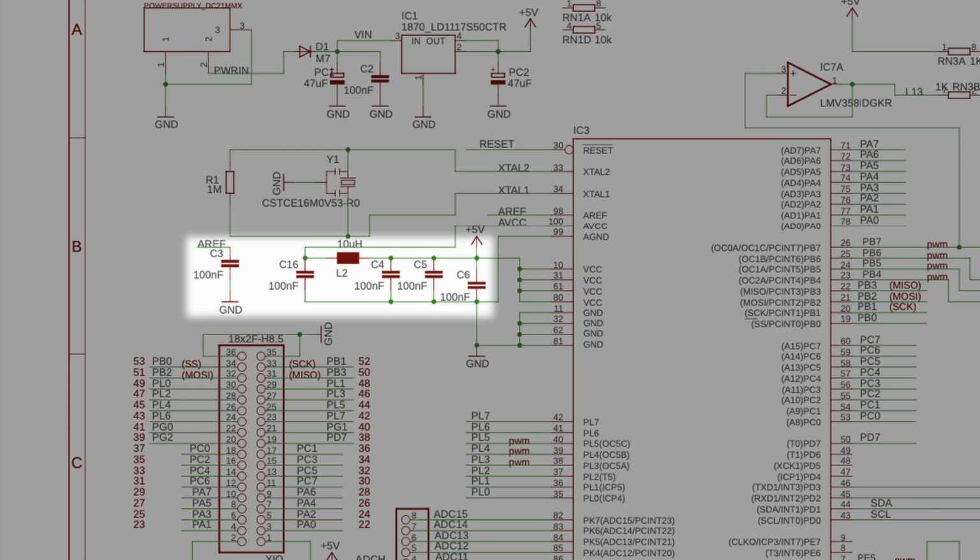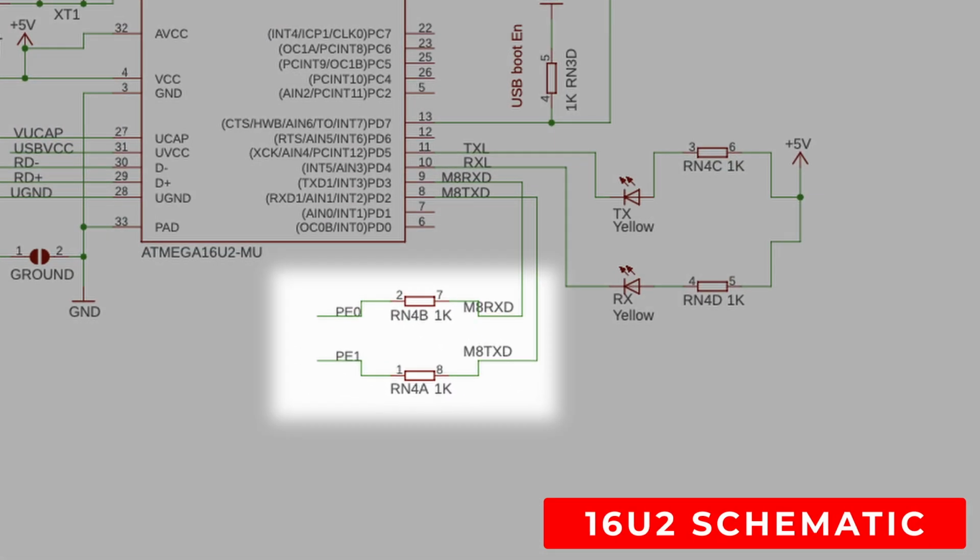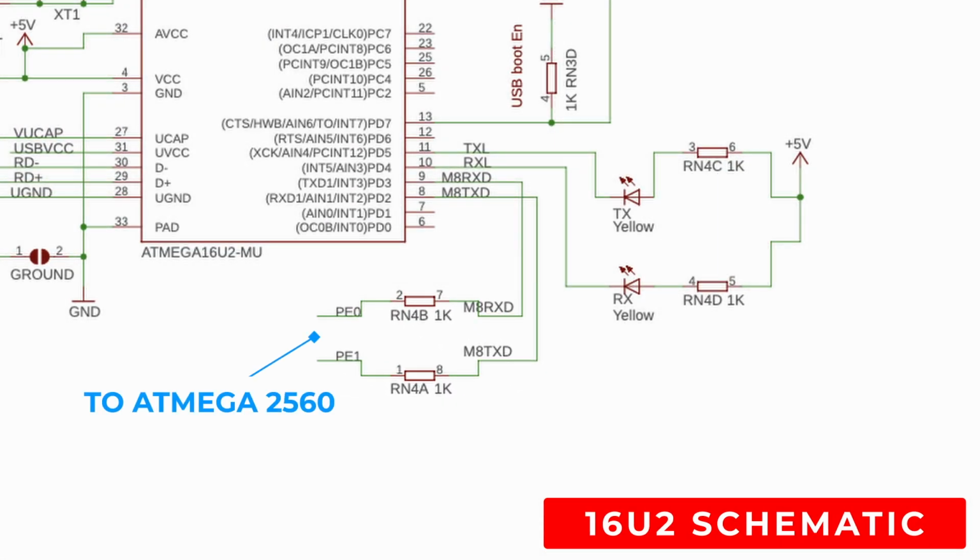You may have noticed the AREF bypass capacitor. Since I'm not using any analog inputs for this build, we don't need it. I'll leave that off my design, but we do need to keep all of the power supply bypass capacitors, as I mentioned previously. Now, the serial transmit and receive pins each have a 1K resistor in series between the 16U2 and the 2560 chips. These serve the same function as the small 22 ohm resistor we talked about in the USB section that we discussed earlier.